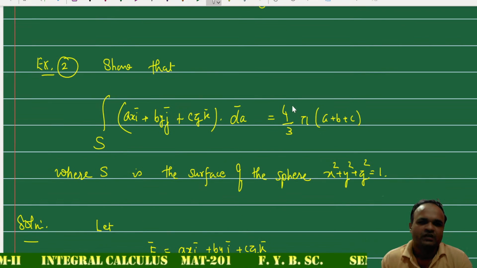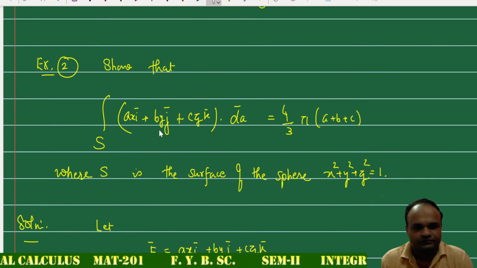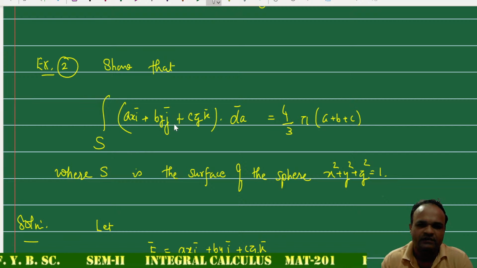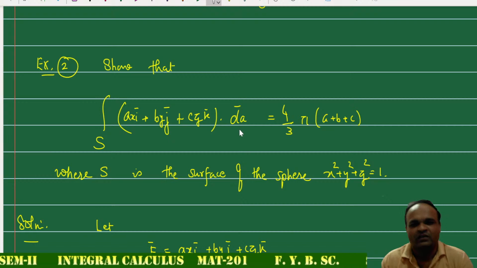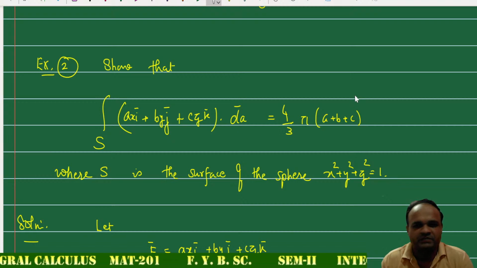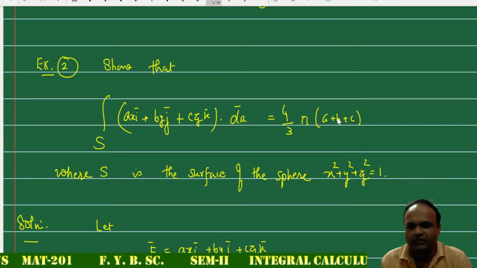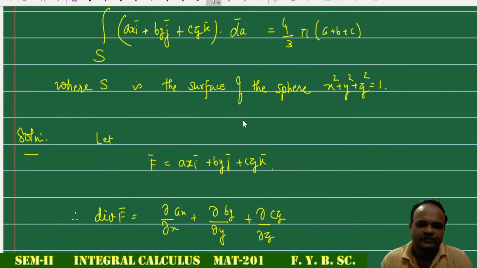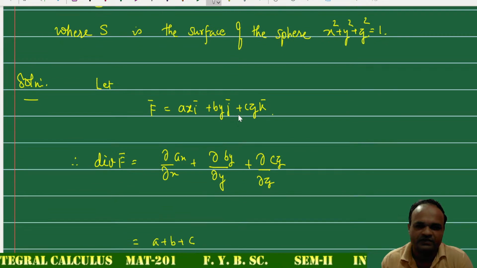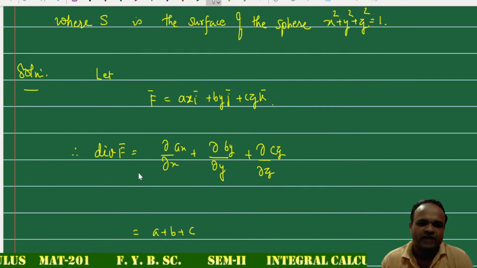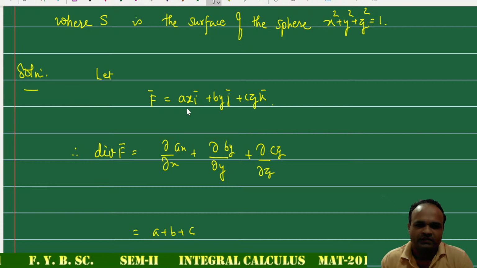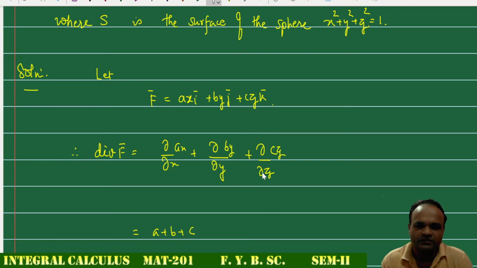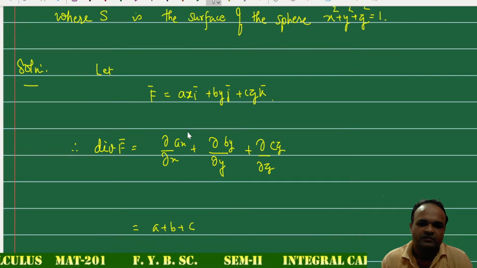Second example: you have to show that the surface integral over surface S of x i bar plus y j bar plus z k bar dS bar is equal to 4 by 3 pi times a plus b plus c, where S is the surface of the sphere x square plus y square plus z square equal to 1. Basically, let us take f bar equal to ax i bar plus by j bar plus cz k bar. So what is the divergence of f bar? It is the partial derivative of f1 with respect to x, f2 with respect to y, and f3 with respect to z, so it will be a plus b plus c.